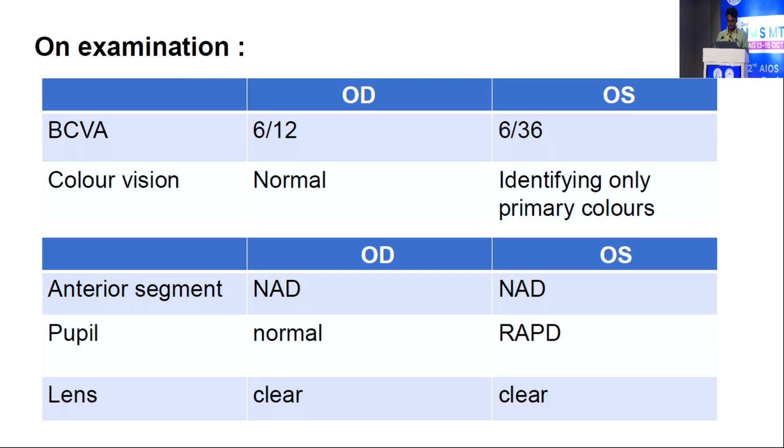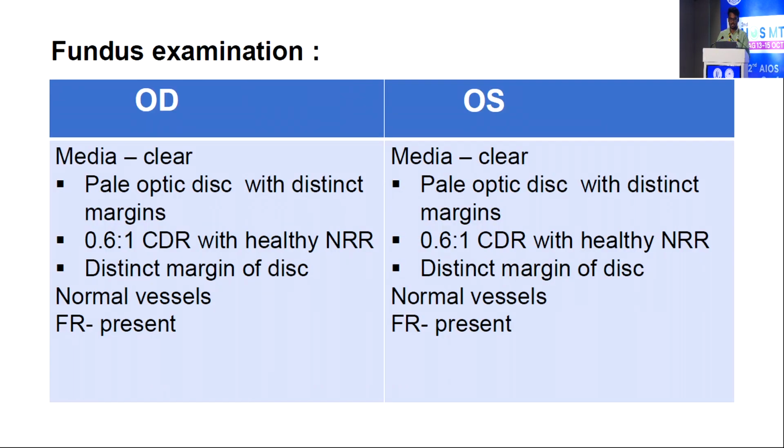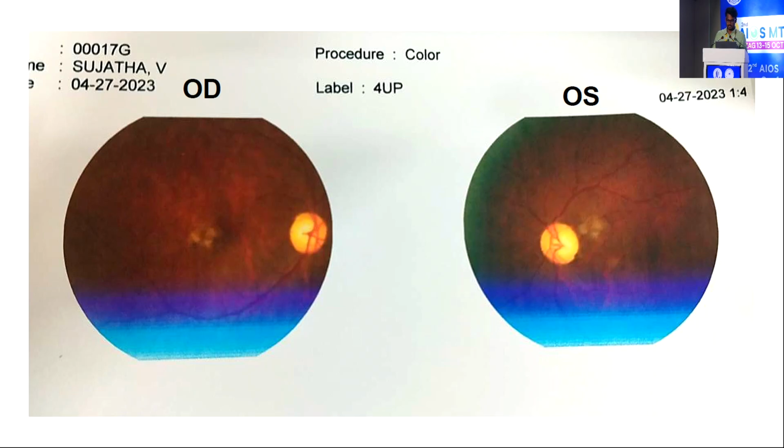Lens were clear in both eyes. Fundus examination: both eyes pale optic disc with a distinct margin, and CDR 0.6:1 was noted. Normal vessels and foveal reflex present. This is the fundus image. You can see the pale optic disc in both eyes.